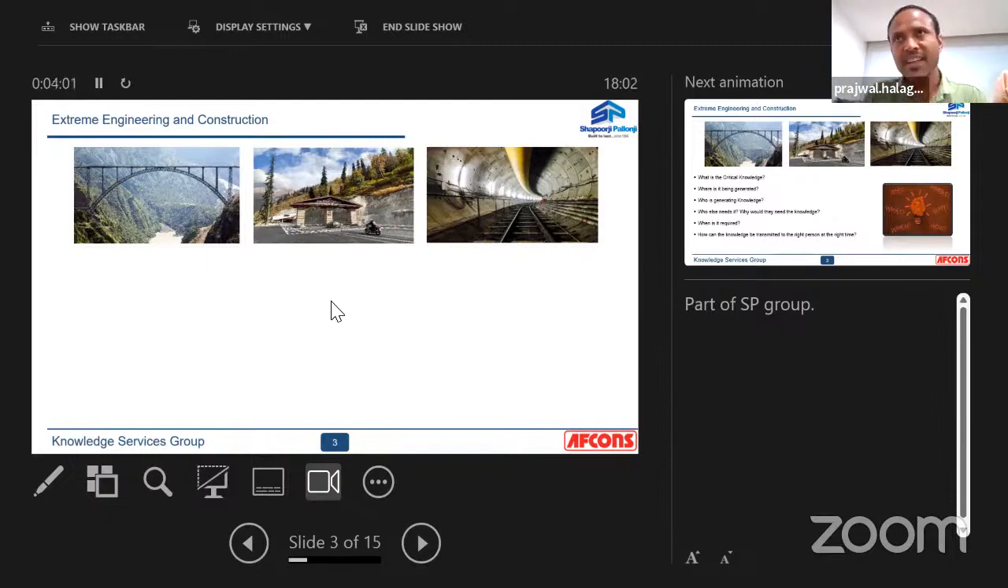It's India's first underwater metro tunnel. So these are 3 different types of very challenging projects which Afcons has executed. How was it possible for us to execute them? Generally, in the industry we operate in, we have 3 types of resources: money, machinery, and manpower. At Afcons, we have a 4th resource, which we call knowledge.